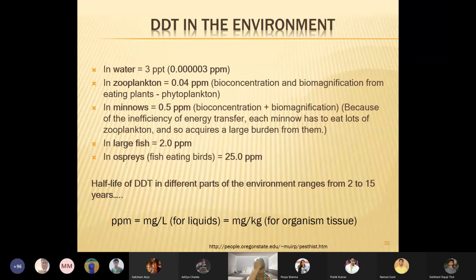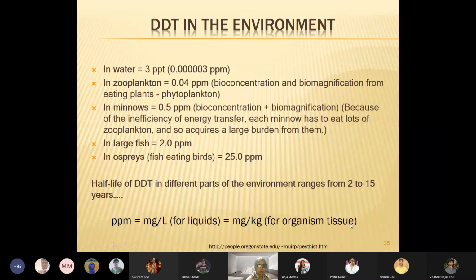So when we think about bioconcentration, this is the nature of DDT in the environment. So let's say you have 3 ppt. ppt stands for parts per trillion. I hope everyone is familiar with parts per million and the conversion to milligrams per liter and milligrams per kilogram. 1 part per million is equal to 1 milligram per liter for liquids, assuming that 1 liter is equivalent to 1 kilogram.